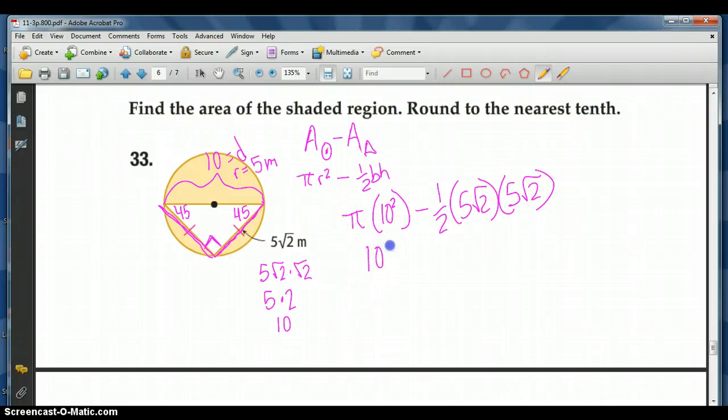So we get 100 pi minus 1/2. 5 times 5 is 25. The square root of 2 times the square root of 2 is 2. 2 times 1/2 is 1. So I have 100 pi minus 25.